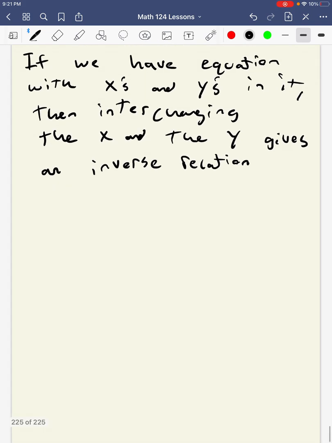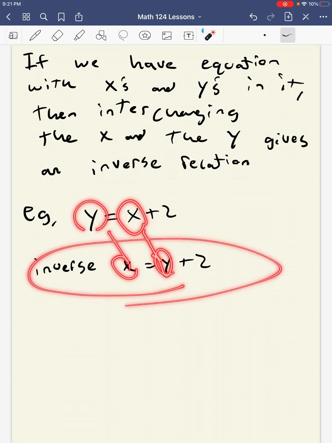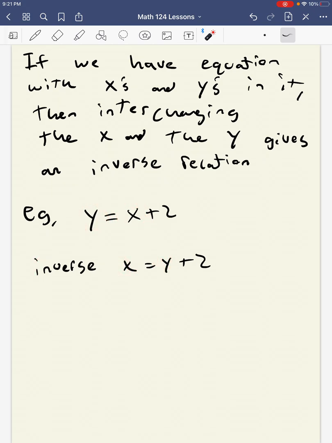A quick example of this, say we have y equals x plus 2. Then for the inverse relation of this, you just swap the y with an x and swap the x with a y. So I swapped this with an x, I swapped this with a y, and that gives us the inverse version of that relation. Okay? So that's two ways of thinking about inverse relations.